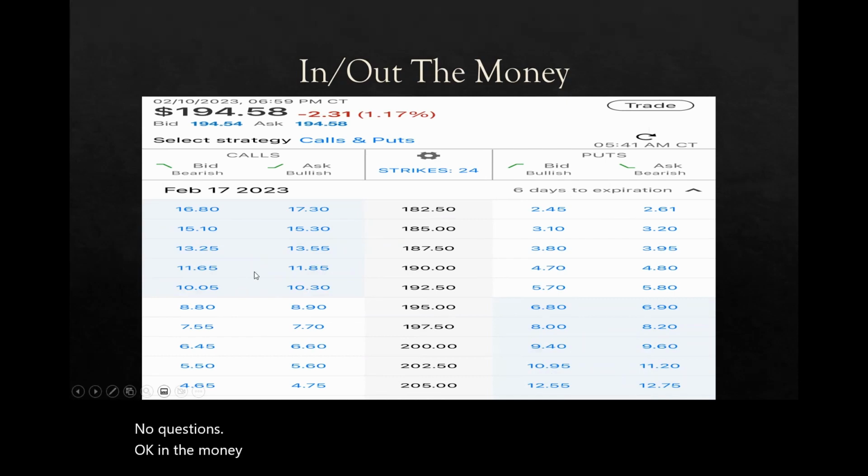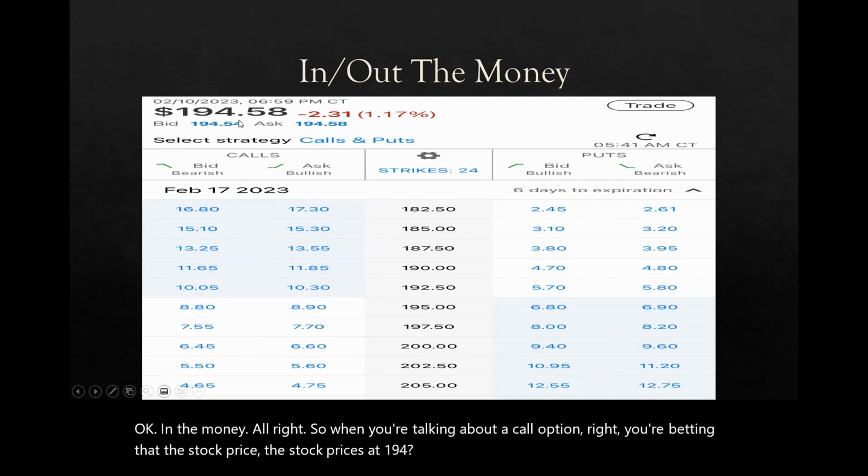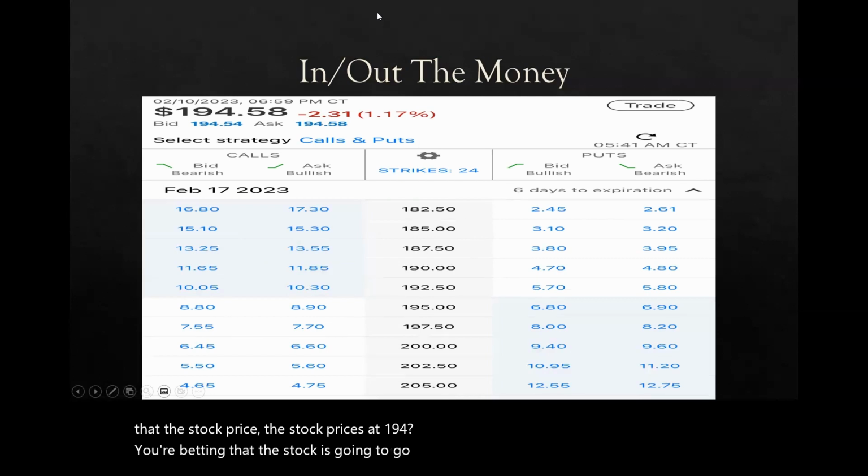Okay, in the money. All right. So when you're talking about a call option, right? You're betting that the stock price is at 194. You're betting that the stock is going to go up from 194, right?